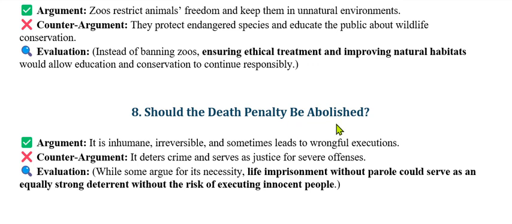Should the death penalty be abolished? Okay, so the argument is it is inhumane, irreversible, and sometimes leads to wrongful execution. It is about the death penalty. Now the counter argument is it deters crime and serves as justice for severe offences.